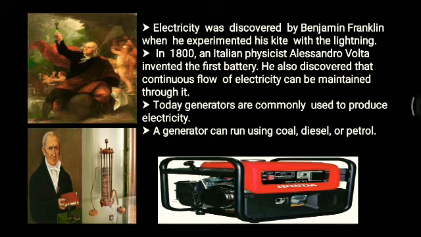Now, electricity was discovered by Benjamin Franklin when he experimented with his kite in lightning. And in the year 1800, an Italian physicist named Alessandro Volta invented the first battery. He also discovered that a continuous flow of electricity can be maintained through it. Today, generators are commonly used to produce electricity. A generator, as we know, can run using coal, diesel or petrol.